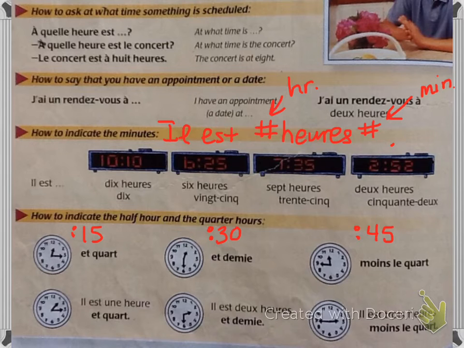moins le quart. The one you have to remember about this is remember that this clock here says 2:45. But notice I have to use 3 here because I have to say it's quarter to the next hour, because literally in French you're saying minus the quarter. So you have to say it's 3 o'clock minus a quarter. If you say it's 2 o'clock minus a quarter, it's actually 1:45.